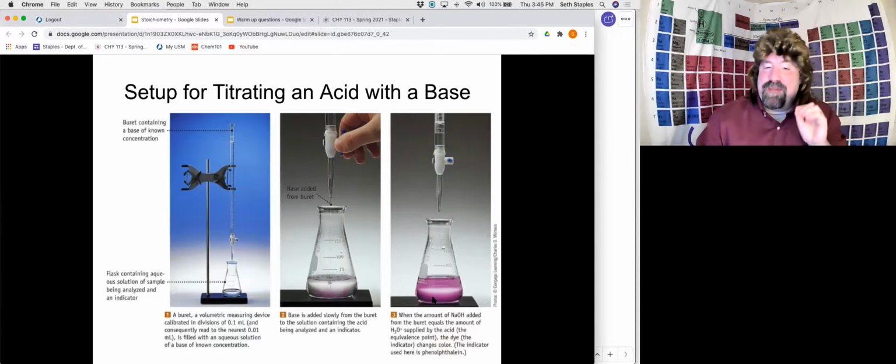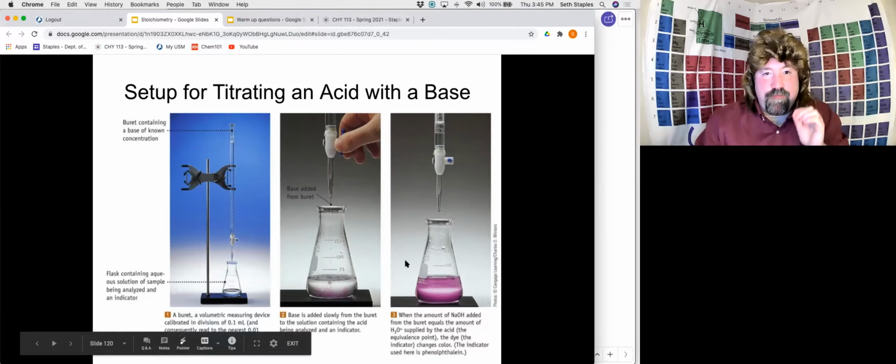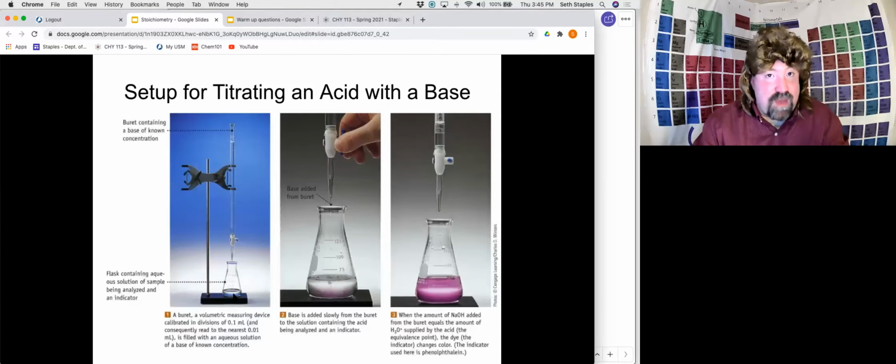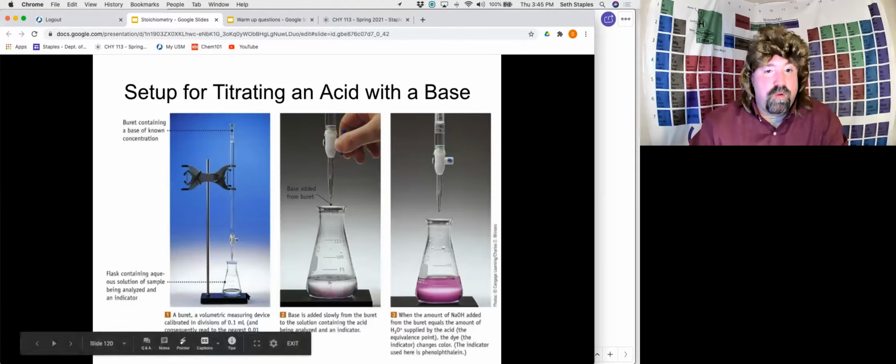At the instant that our indicator turns the reaction pink, we've added exactly enough moles of the base to be equal to the moles of acid that were in our flask to begin with. Using that, we can calculate the molarity because we know what the volume was in our flask.